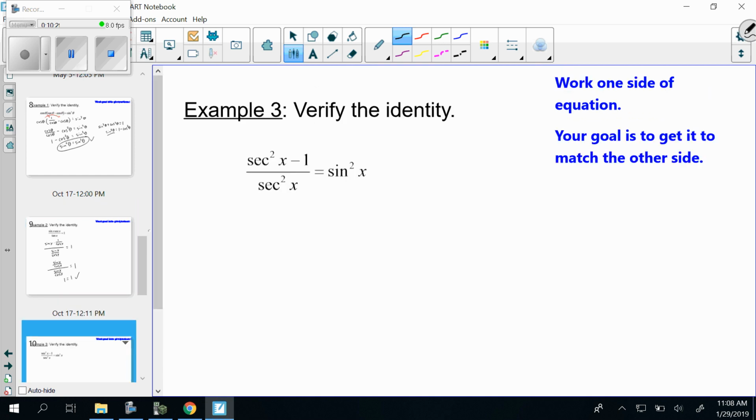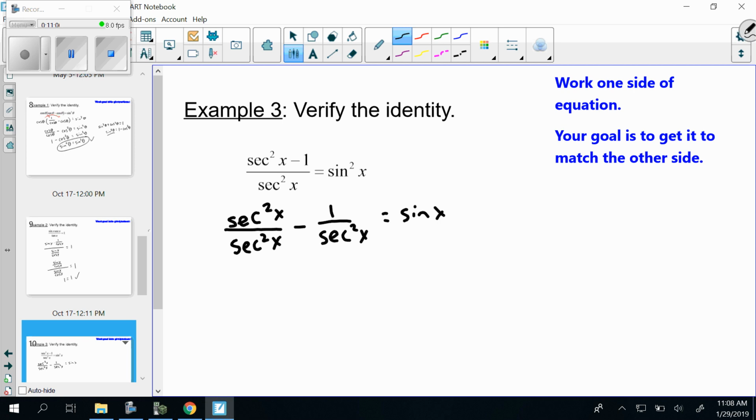All right, let's try another one. They want us to verify this one. Okay, so again, try to get everything in terms of sine and cosine here. This one, actually, we could probably look at doing another way. If we've got two things on top here and one on bottom, let's try to split this into two fractions. So we've got secant squared x over that common denominator, minus 1 over secant squared x. And we want to show that equals sine squared x.